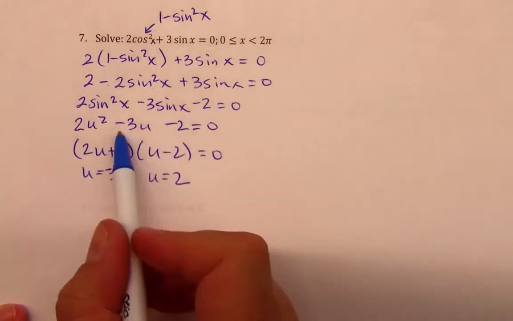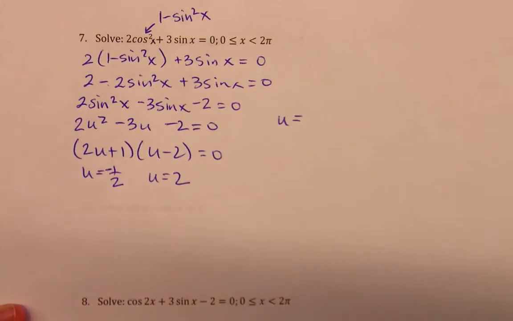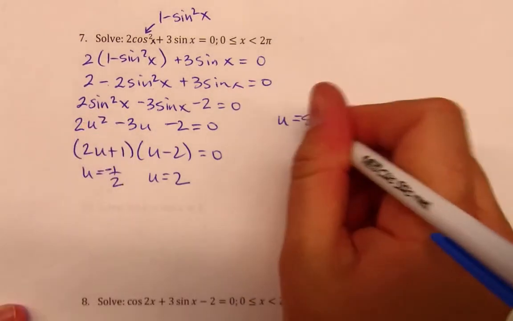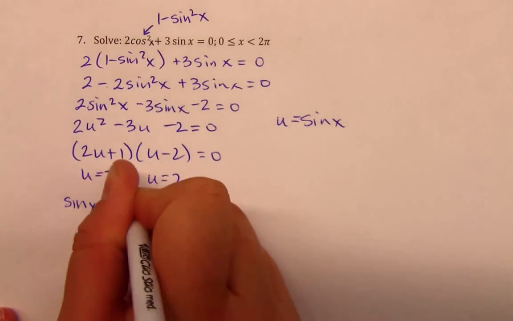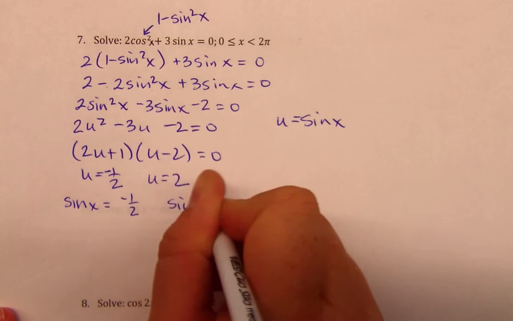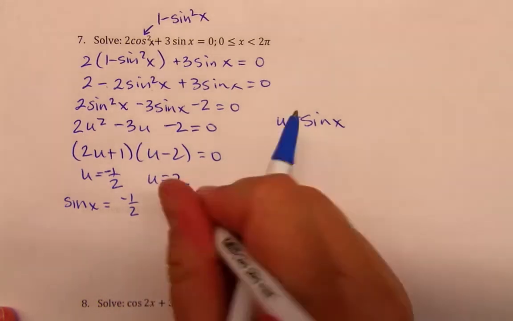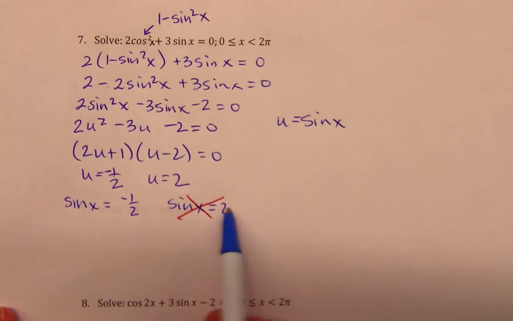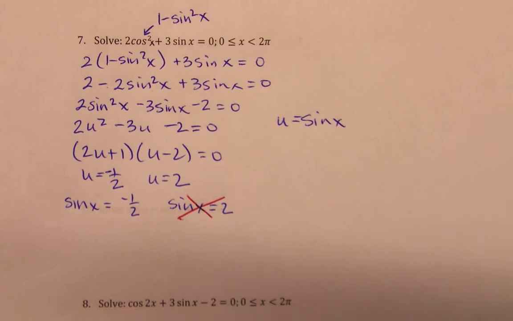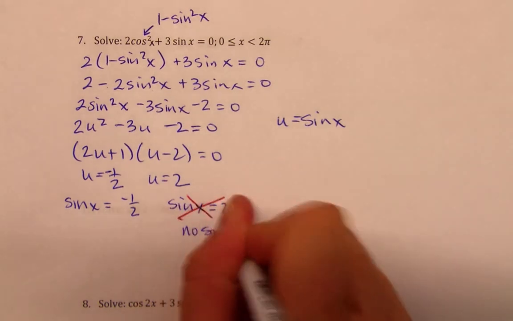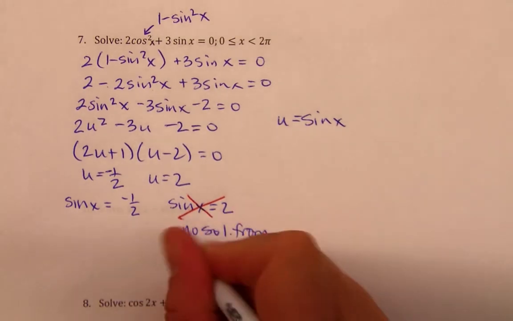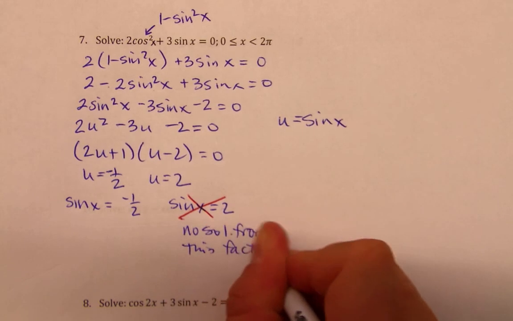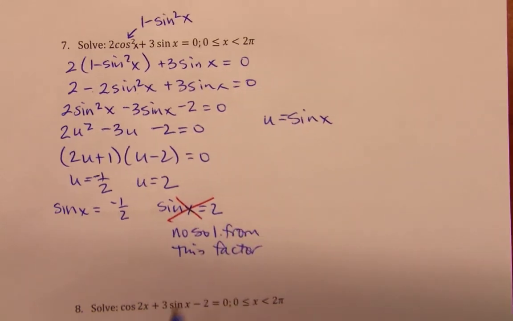Remember, we didn't write it down here, but I replaced sine x with u. So what we really have is sine x equals negative 1/2 and sine x equals 2. Right away we can cross this one out, for the same reason we just saw: sine x is never greater than 1 or less than negative 1. So that one's not going to give us any solutions from this factor. There are solutions, but just not from this factor.